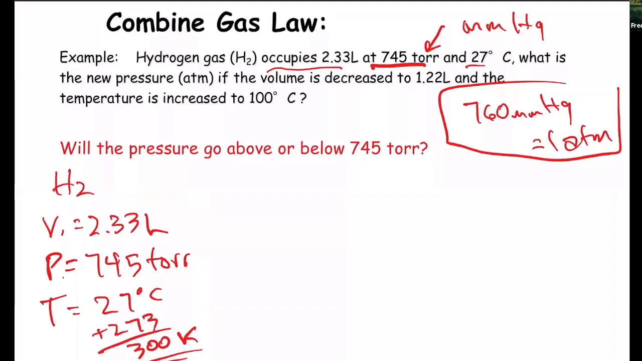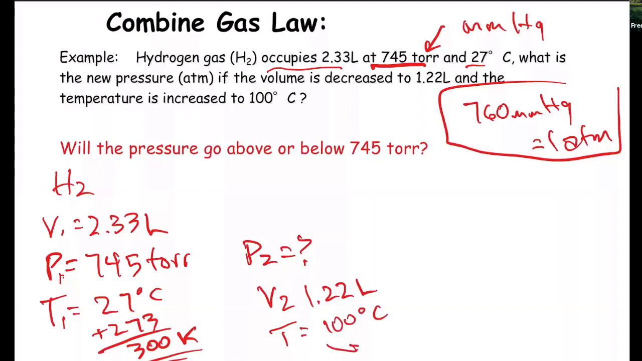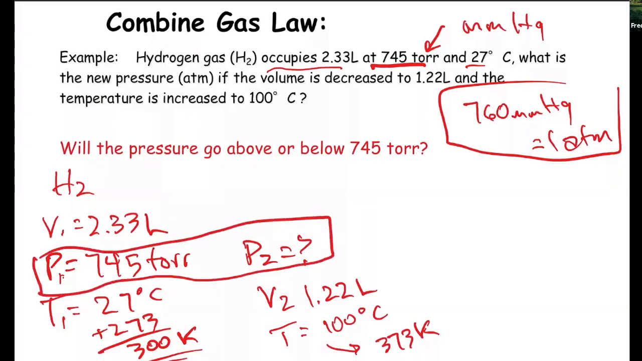I'm going to put 1 right here. What is the new pressure? That's the question. If the volume is decreased, so the volume is 1.22 liters, and the temperature is raised to 100 degrees Celsius, we're going to convert that to Kelvin. That is 373 Kelvin. I'm always doing that, that way I don't forget. Temperature is always in Kelvin. So the question is, what is the new pressure? This right here should tell you this is a condition 1, condition 2 problem.